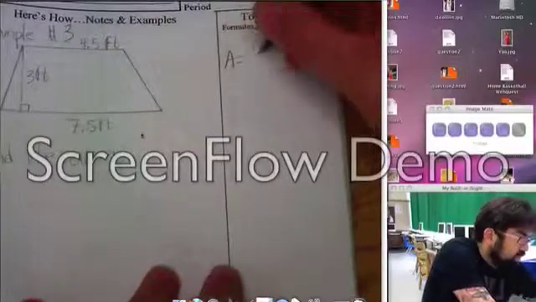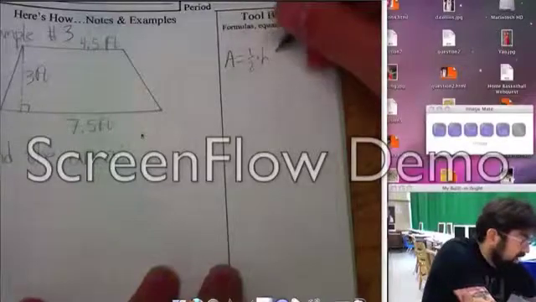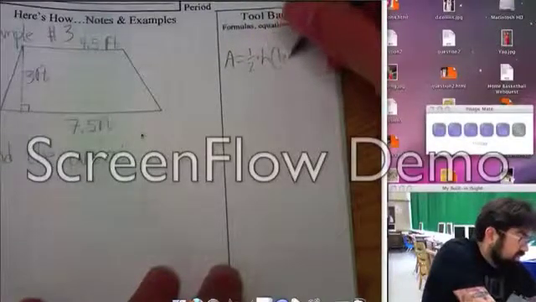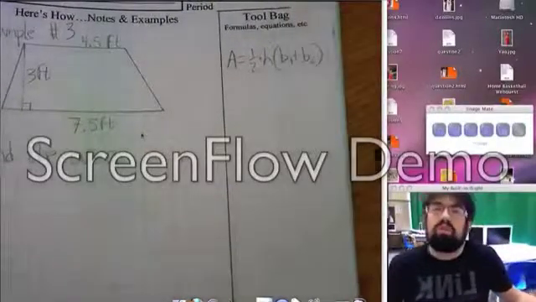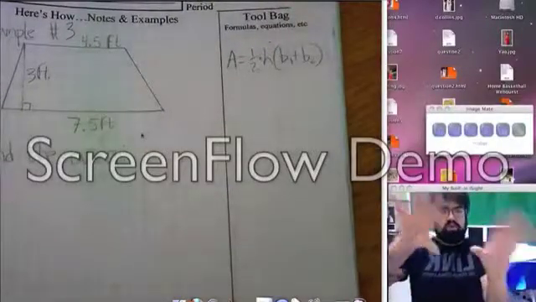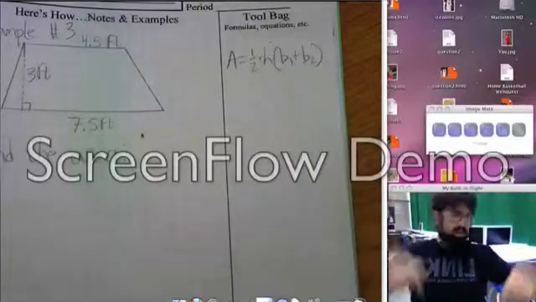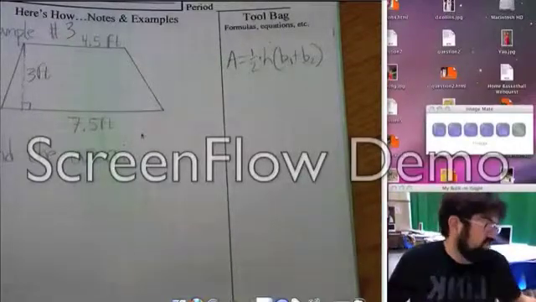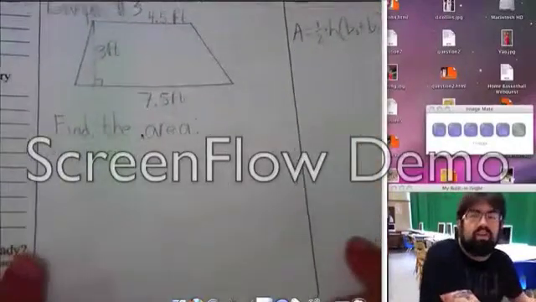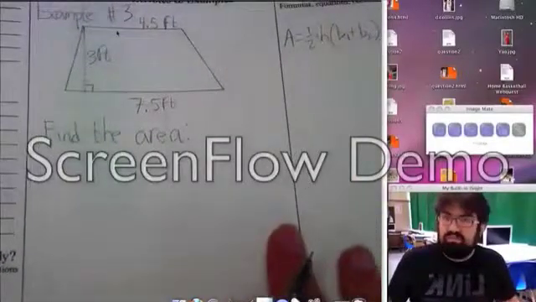Area is equal to 1/2 times the height times the sum of the bases, base 1 plus base 2. Because if you remember, we took the two trapezoids, we photocopied them, rotated one and glued them together and made a parallelogram. But we got divided by 2 because I had 2 of them on here. So, here we go. Find the area. Nothing's missing, right?